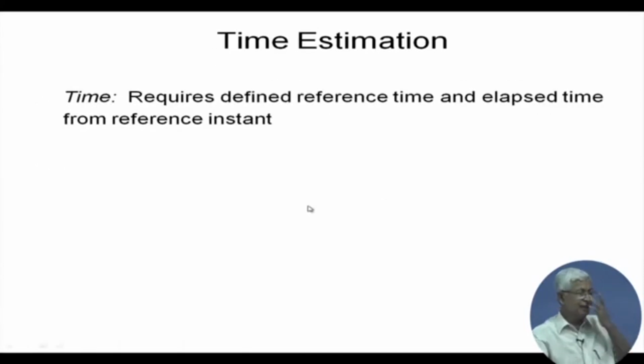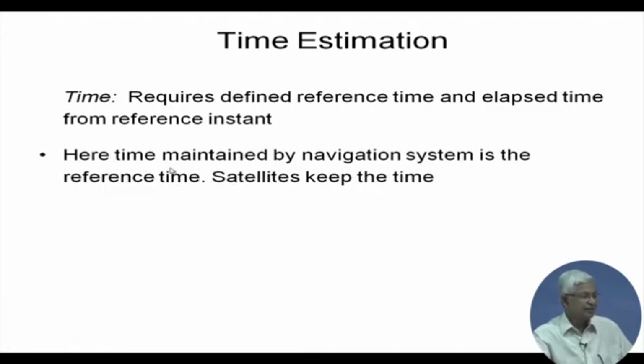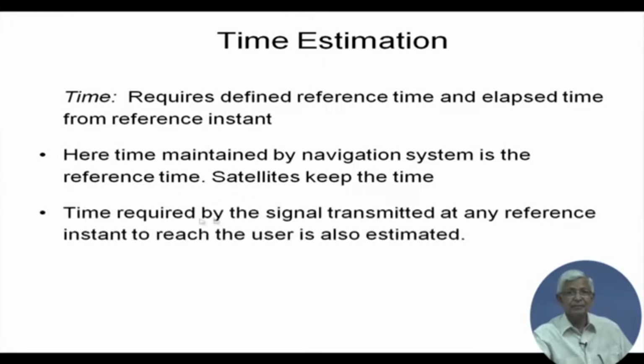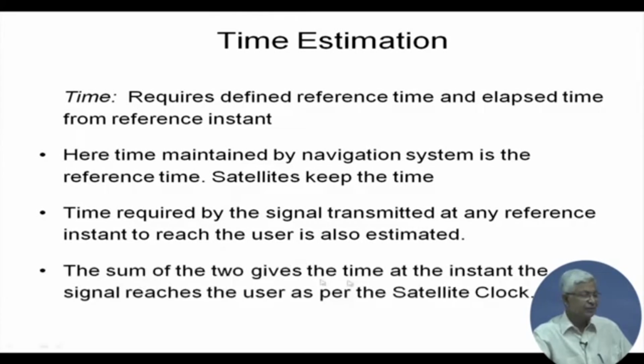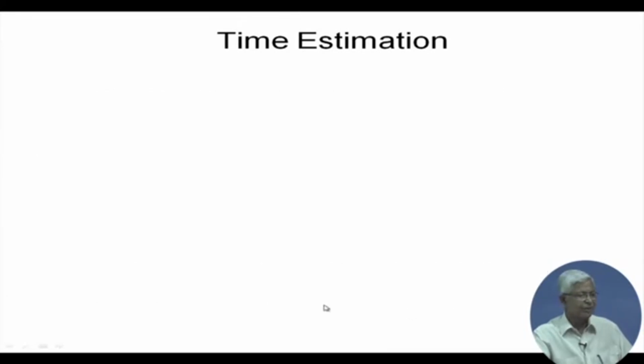Now, time estimation. Time requires a defined reference time and the elapsed time from the reference instant. Now, the time maintained by the navigation system is that reference time. Satellite keeps the time. The time required for the signal transmitted at any reference instant to reach the user is also estimated, that propagation part. So, once these two are added, then you get the time instant when the signal reaches the user as per the satellite clock. Okay.